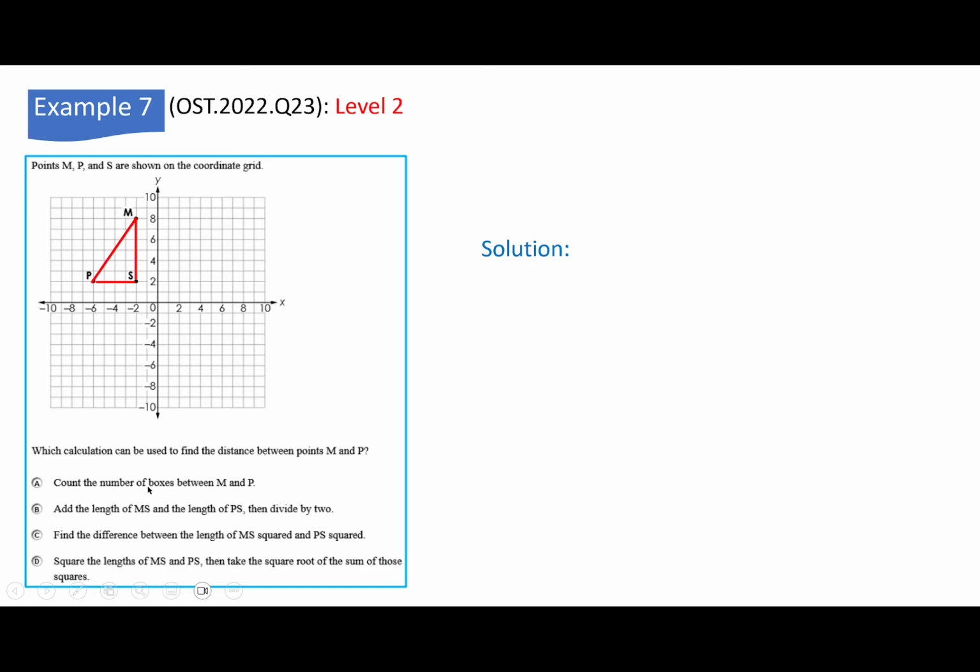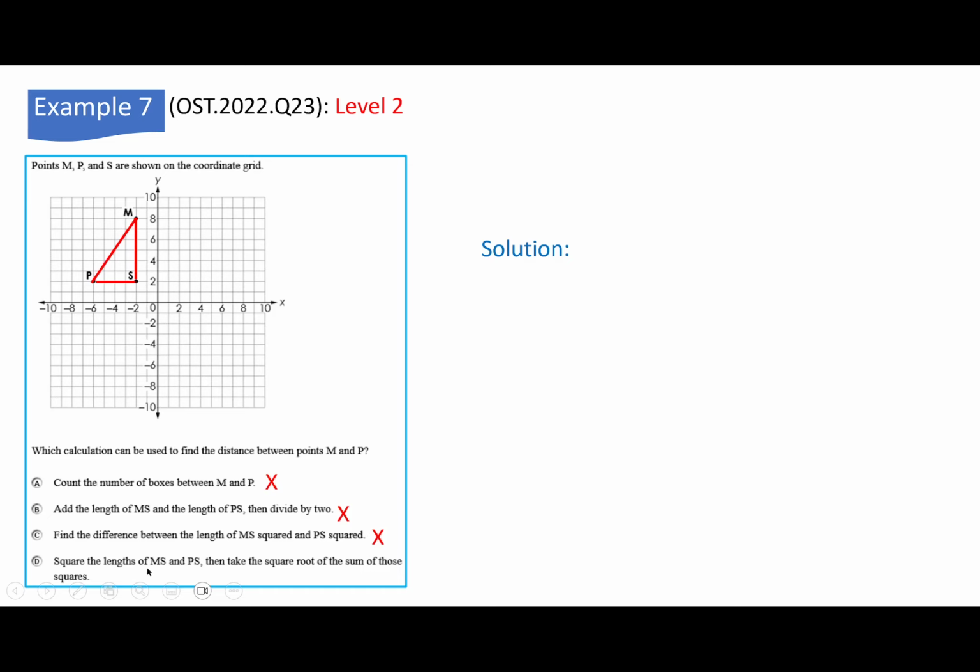Count the number of boxes between M and P. There are no boxes between M and P, so that's not going to work. Add the lengths of MS and PS, then divide by 2, which means you add this plus this, divide by 2. No, that has nothing to do with it. Find the difference between the lengths of MS squared and PS squared. No.